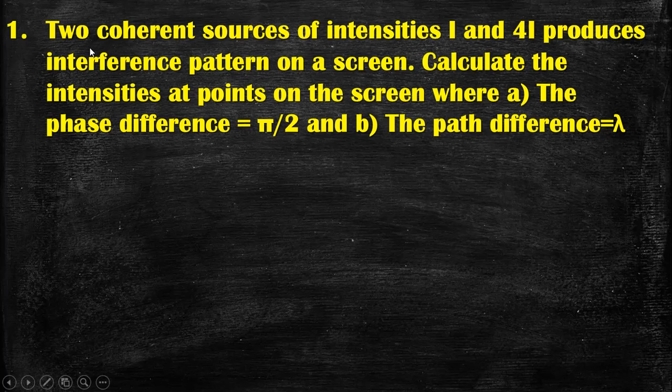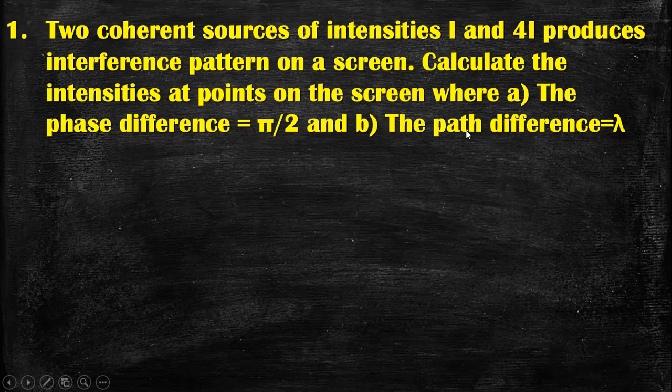First problem: two coherent sources of intensity I and 4I produce an interference pattern on a screen. Calculate the intensities at a point on the screen where (A) the phase difference equals pi by 2, (B) the path difference equals lambda. So here they have given in one question pi by 2, which is the phase difference. In the B part, they have given lambda, which is the path difference.